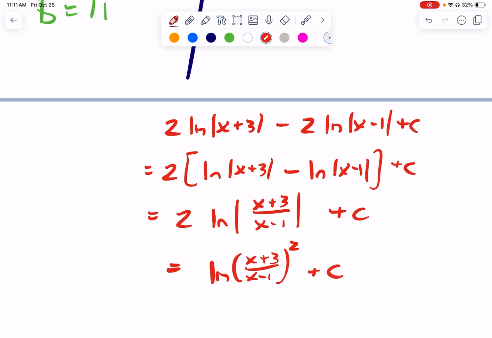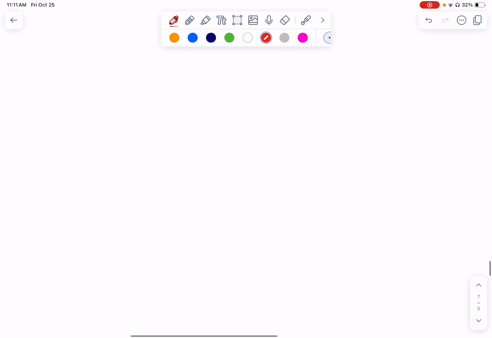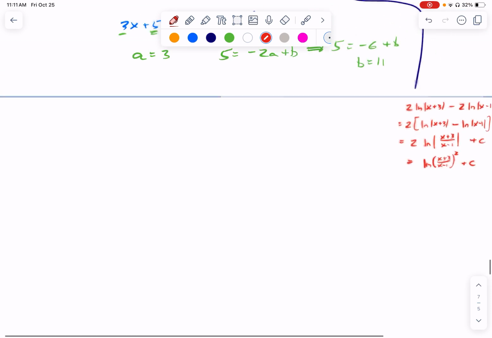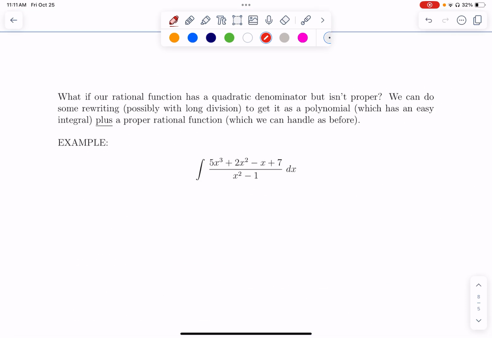Okay, so we saw a couple of examples where we had 2 different factors in the denominator. We saw an example where the denominator was a perfect square, but they were always proper. This method only works with proper rational functions. What if we have an improper rational function? That would be a case where the numerator has a degree same as or bigger than the denominator.